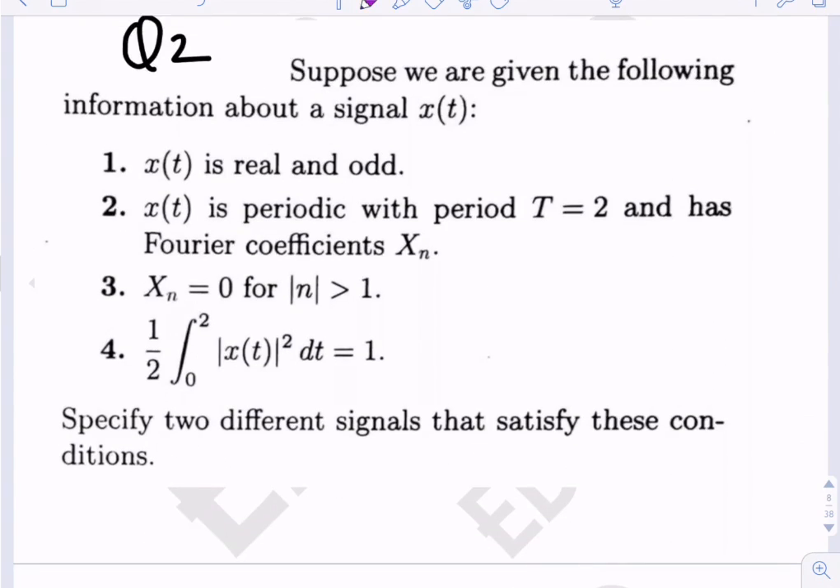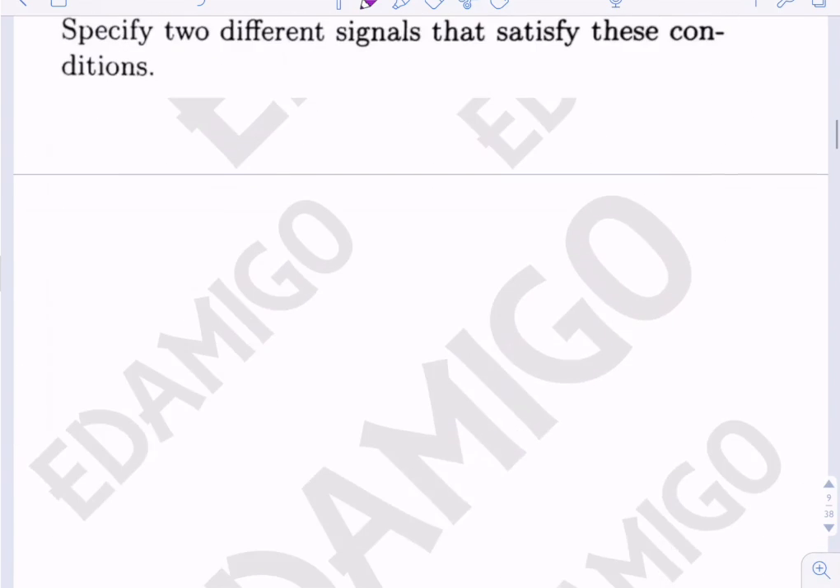So in this question, all the properties that you have read about the continuous time Fourier series will be revised. Okay, it's a very good question. So first of all, let us collect all the information given to us in the question. First of all, it is given that xt is real and xt is odd.